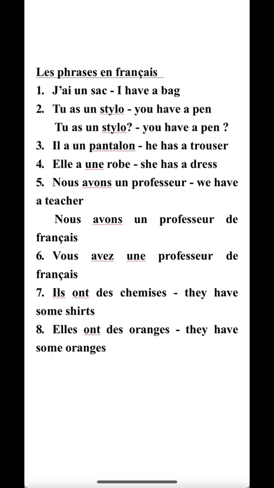So I'm going to be taking everything from the beginning so that we can say it very well. And I'll also expect you to make your own sentences. J'ai un sac. Tu as un stylo. Il a un pantalon. Elle a une robe. Nous avons un professeur. Vous avez une professeure de français. Ils ont des chemises. Elles ont des oranges.